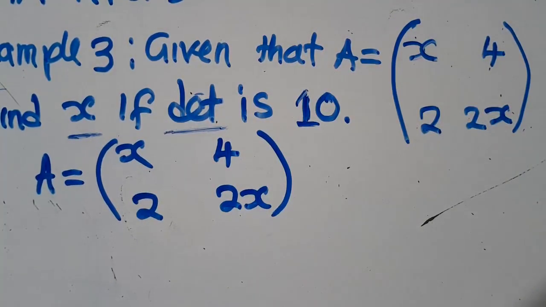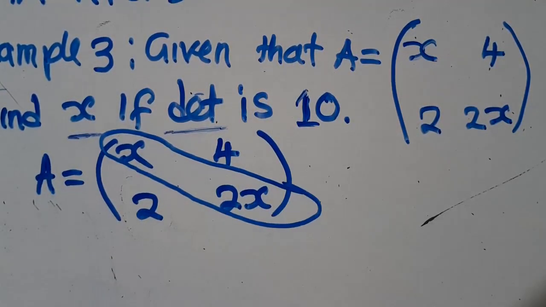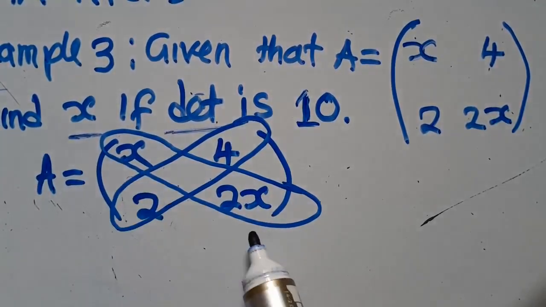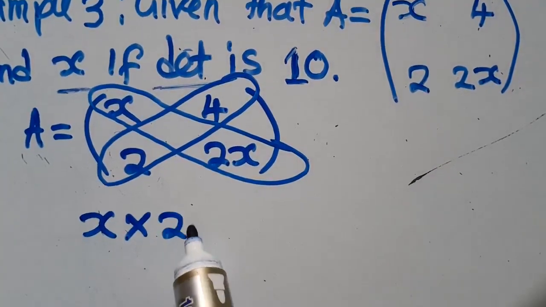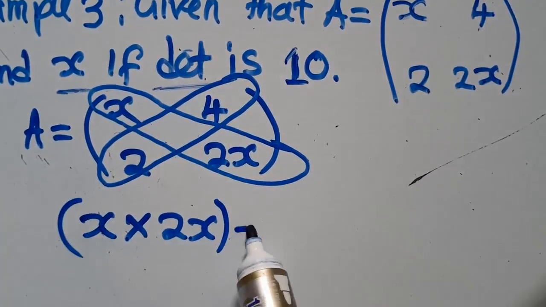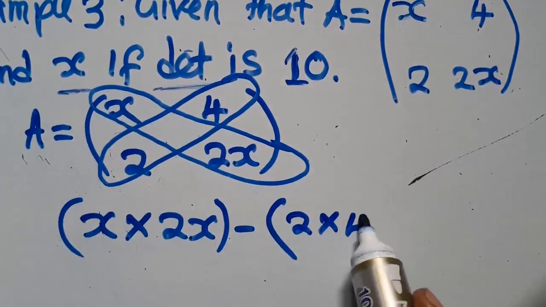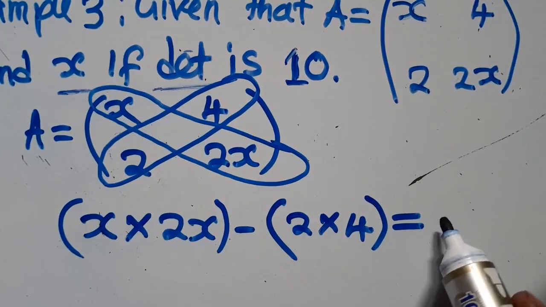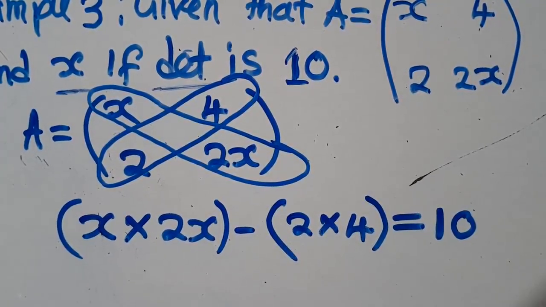So with this matrix now, what are you supposed to do? This is the major diagonal. This is the minor diagonal. In the major diagonal, what do you have? x times 2x. That's the major diagonal. Minus the minor diagonal, what are you having? 2 times 4. You say is equal to the determinant which is given. What's the determinant? The determinant is 10. This is what you need to do.